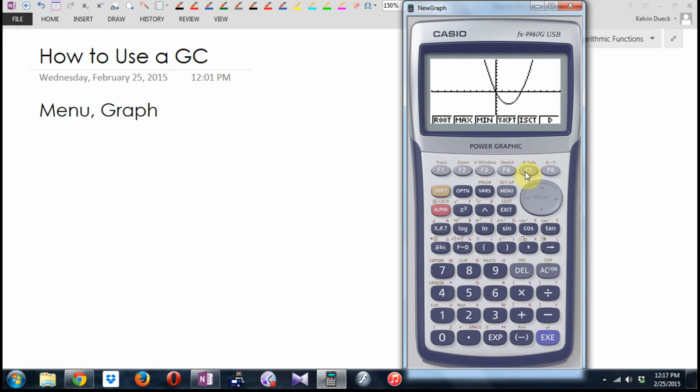What's the first one? What's a root? It's also called a zero. What's a root? It's also called something else. Roots are the x-intercepts.